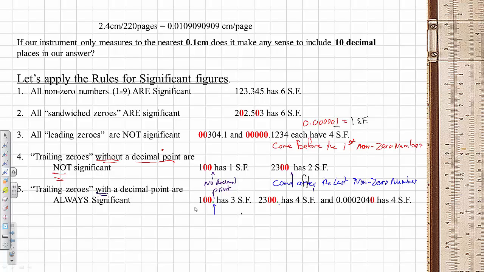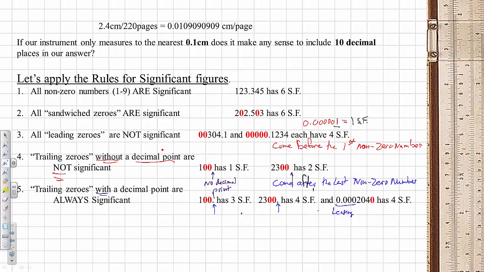So I'll just highlight that with another arrow. If you include the decimal point, then trailing zeros are significant. What about this guy? Well, here these are leading zeros. They come before the first non-zero number. So these guys are leading. They're never significant.